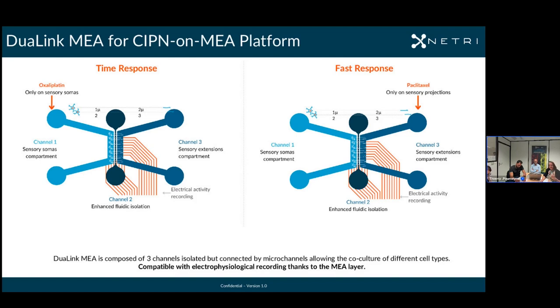Then we decided to look a little bit further, because the pain or the adverse effects that are experienced by patients during this treatment can either occur during treatment or be more cumulative. So we tried to develop 2 types of recording protocols, either to look after a long application of the compound, or to look at the direct response to the compound.